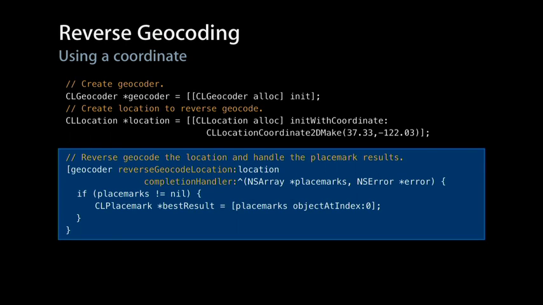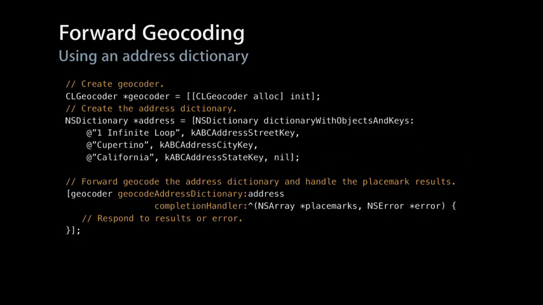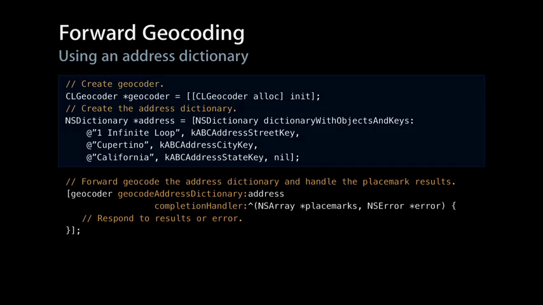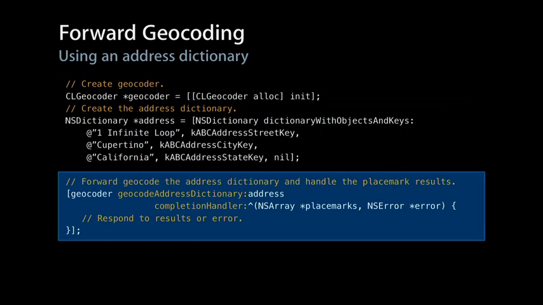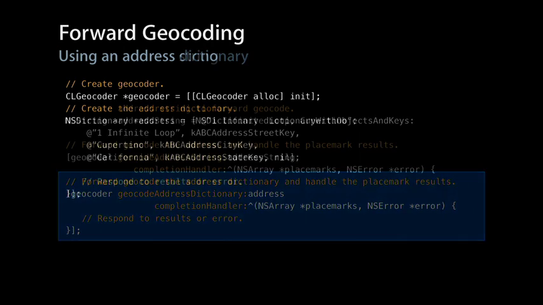You would also want to check for the error in case the request failed. You can also use the address dictionary capabilities for geocoding. You can create your geocoder object, and then you can create an address dictionary using the address book framework's keys and values. Then you call geocode address dictionary completion handler. This makes it really easy to use the address book with geocoding.